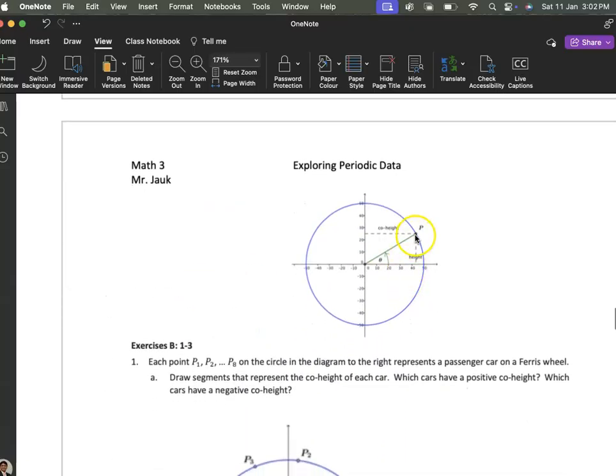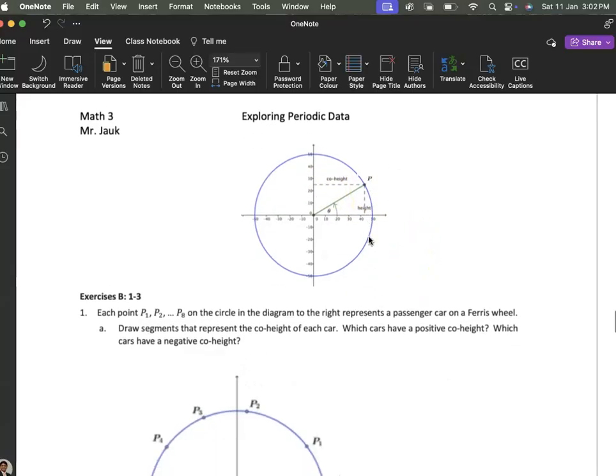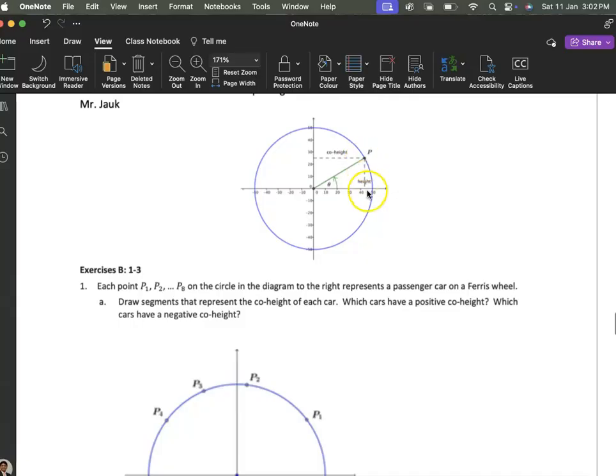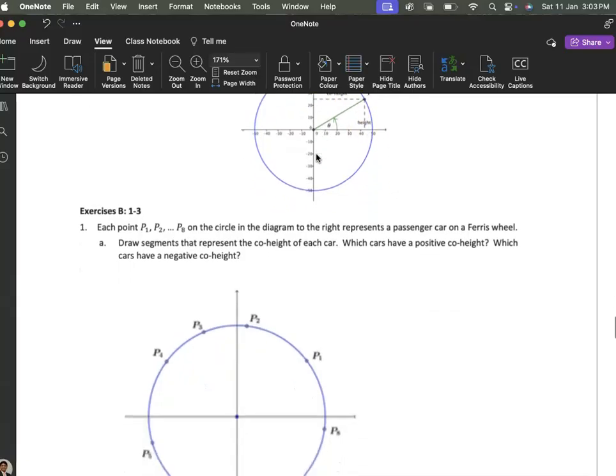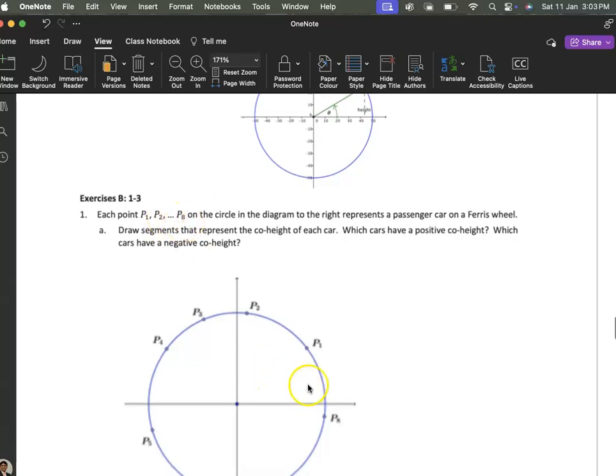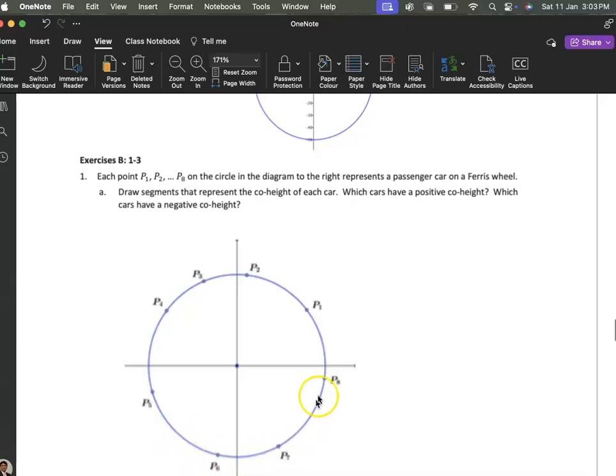Basically, this is the height. This is called the co-height. So height is the distance from the x-axis, and the co-height is the distance from the y-axis. Each of the points P1 to P8 on the diagram on the right represent the passenger car on the Ferris wheel. Those segments represent the co-height of each car.